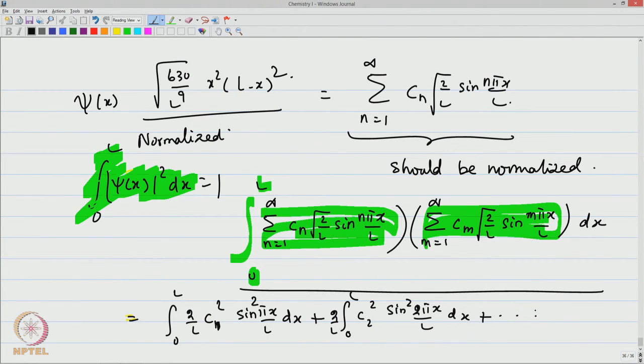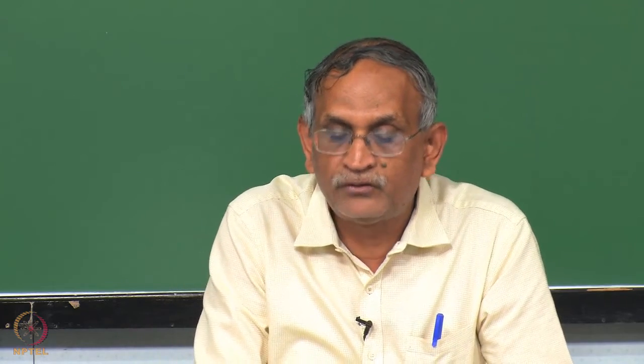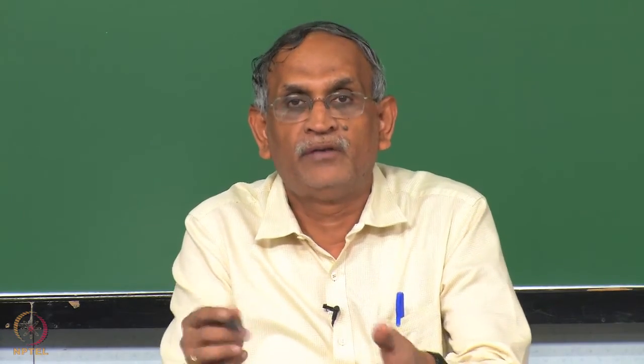No cross terms will be possible. Cn, Cm, where n and m are not the same. Remember that sine functions are orthogonal to each other, therefore, that integral is 0. So, no cross term exists. Therefore, each one of these terms itself gives you only the coefficient C1 square, because the rest of it is equal to 1. The wave functions are normalized.